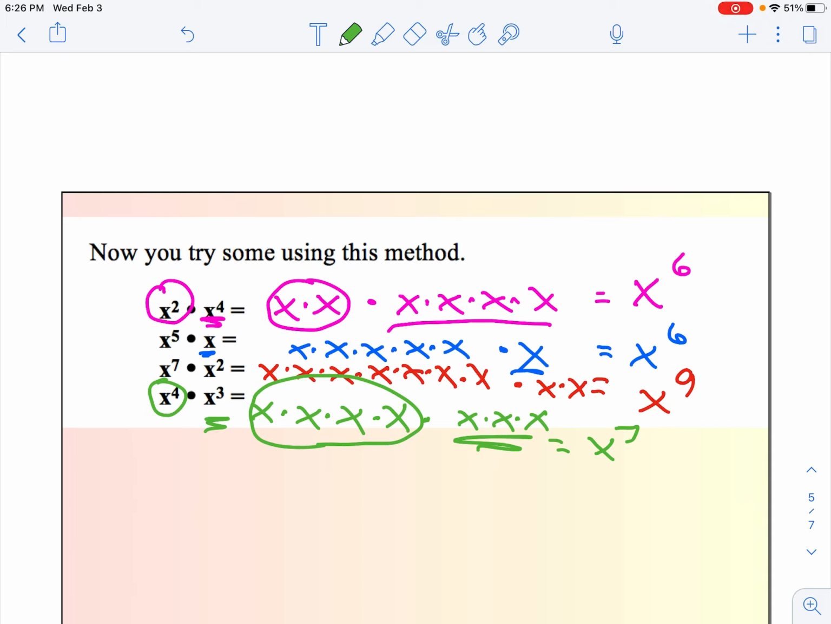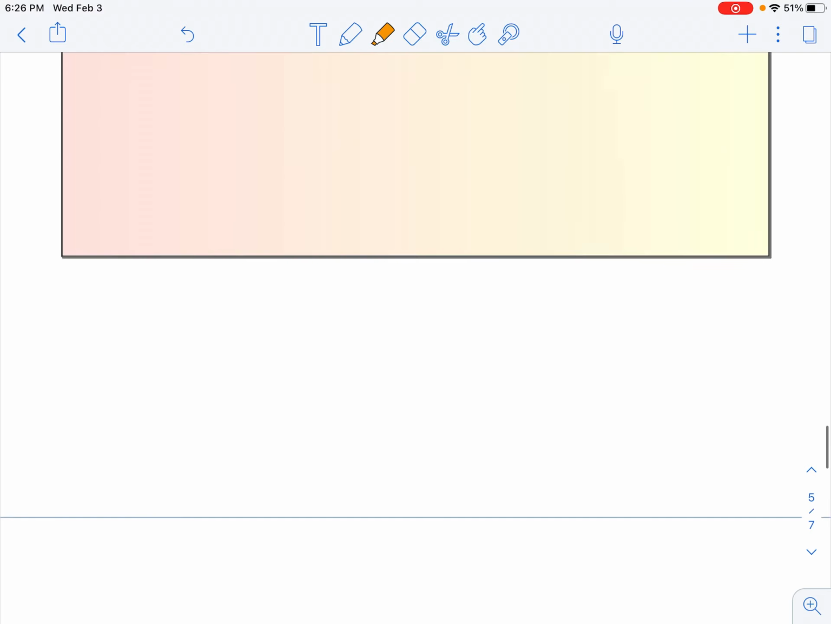So again, do you see a pattern? Do you see a shortcut about what's going on? Hopefully, you're starting to notice here that when you take 2 and 4 and add them together, you get 6. This is 7 x's multiplied with 2 more gives you a total of 9 x's. And here's 4 x's and 3 more makes 7. And that's what's really going on here. Now in the 5, you have understood 1 right here, and that's why it is, don't forget, 5 plus 1 or 6 altogether.